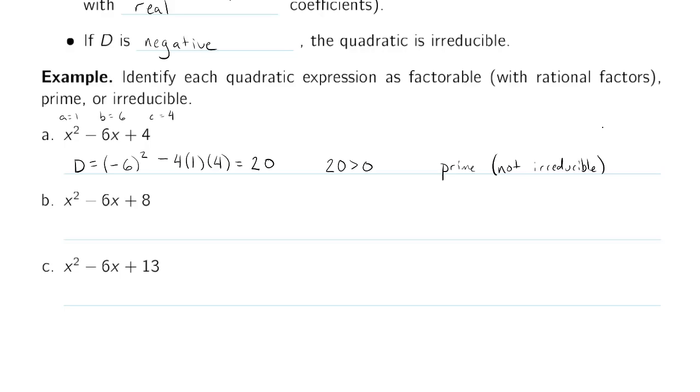Next, we'll consider x squared minus 6x plus 8. So a is 1, b is negative 6, c is positive 8. The discriminant then is negative 6 squared minus 4 times 1 times 8. That's 36 minus 32, which is 4. And not only is 4 positive, 4 is a perfect square, right? It's 2 squared. So this polynomial is factorable.